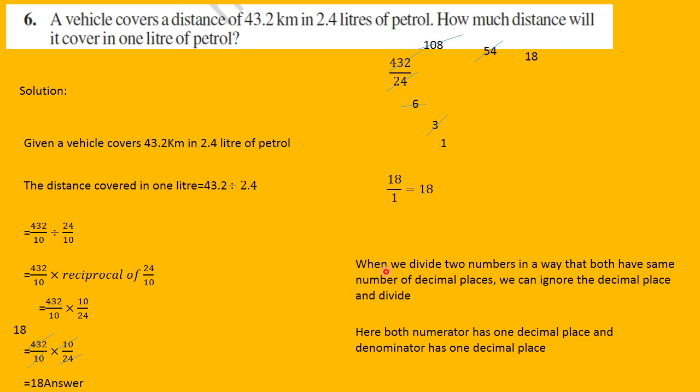So here is an observation: when we divide two numbers that both have the same number of decimal places, here one decimal place and one decimal place, we can ignore the decimal places and divide. So when the number of decimal places is the same in both numerator and denominator, you will not get any decimal place in the answer. Okay.